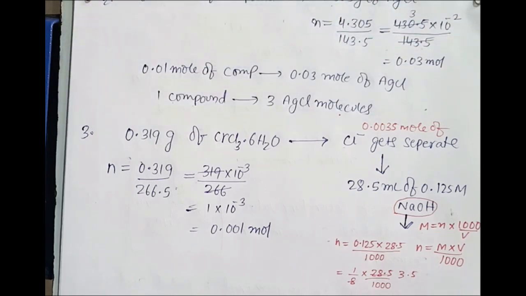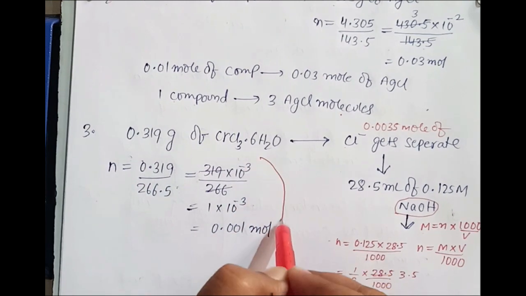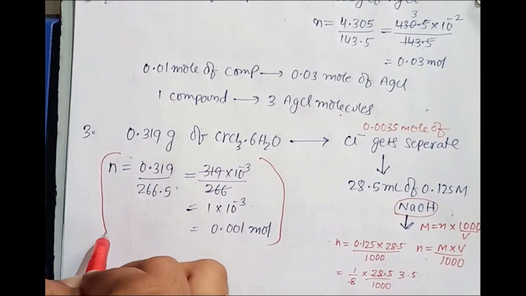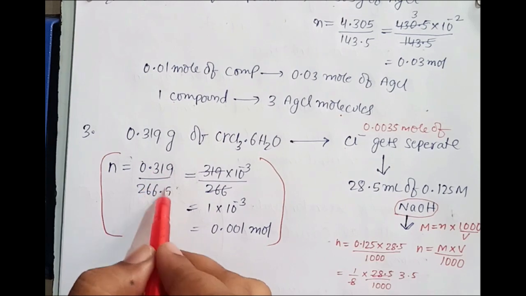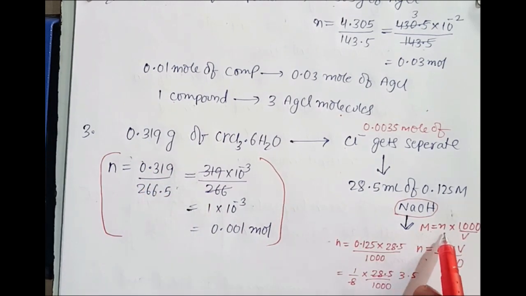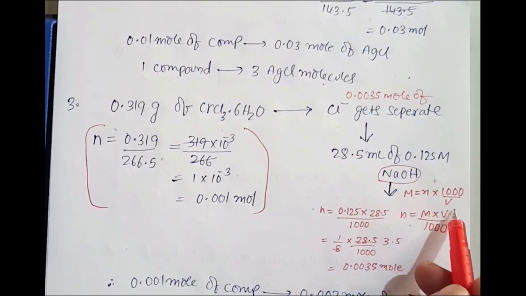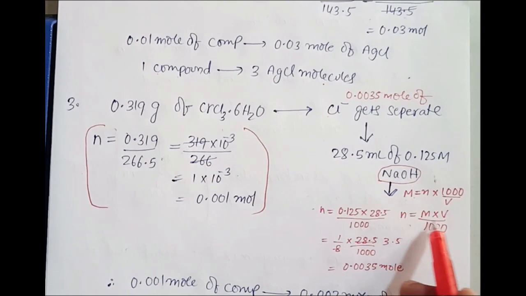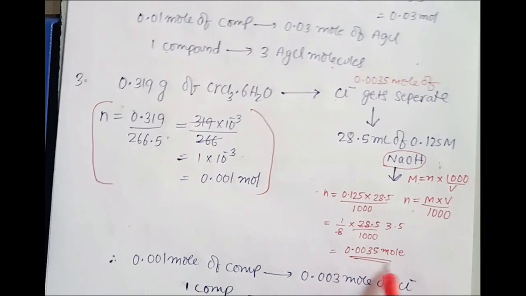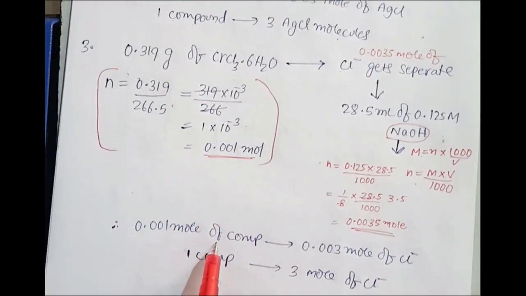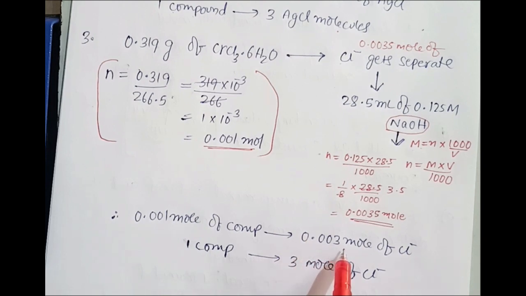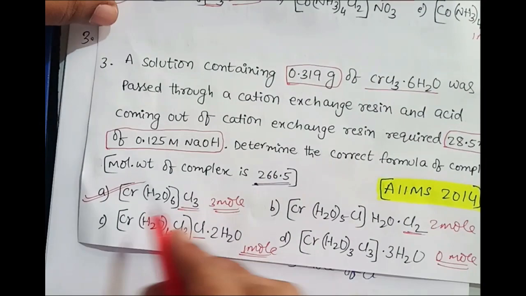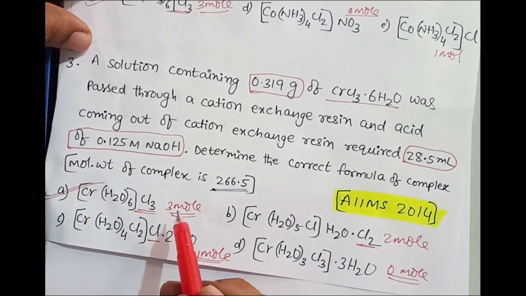Now we should not get nervous in this kind of questions. Convert the data into number of moles. Here I converted the whole data into number of moles. How? Number of moles is equal to given mass upon molar mass. And molarity is equal to number of moles into 1000 by volume, so number of moles is equal to molarity into volume by 1000. So I got the number of moles, which means 0.001 mole of compound is giving 0.003 moles of Cl minus. So one compound is giving 3 moles of Cl minus. So the answer I have got is option A. Understood it?